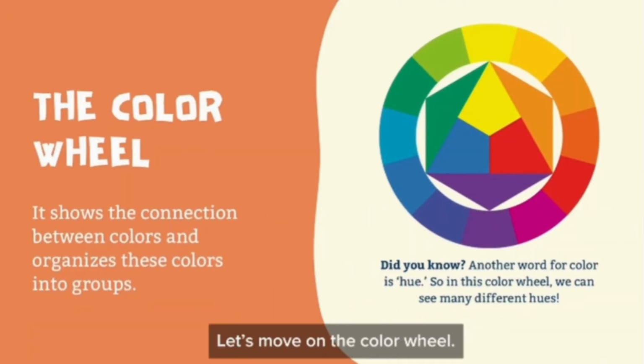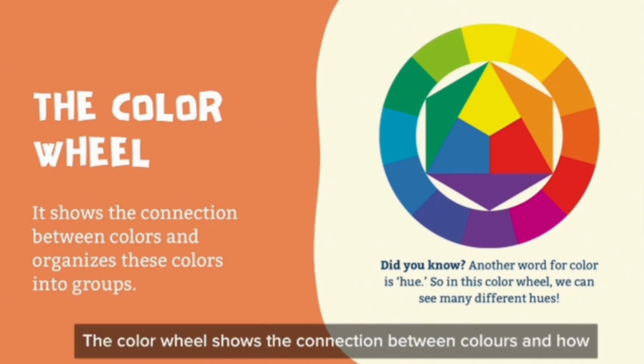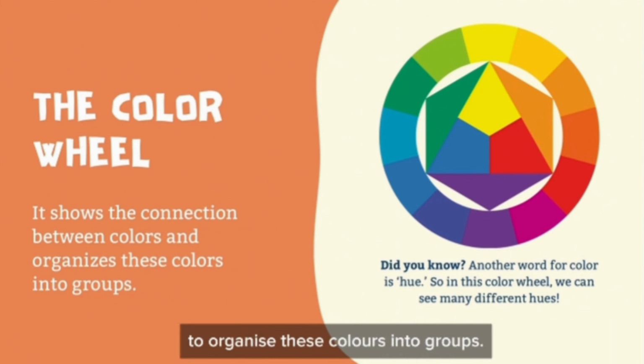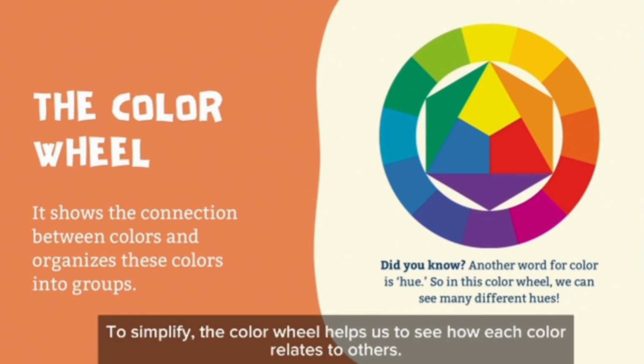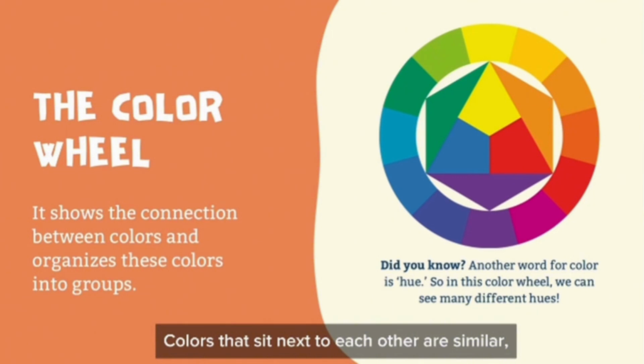Let's move on to the color wheel. The color wheel shows the connection between colors and how to organize these colors into groups. Simplifying the color wheel helps us to see how each color relates to others. Colors that sit next to each other are similar, while colors that are opposite create contrast.